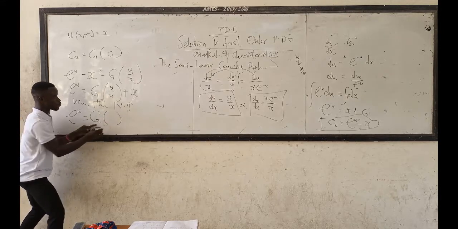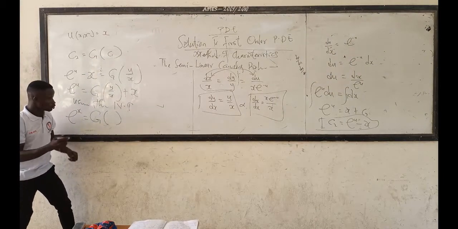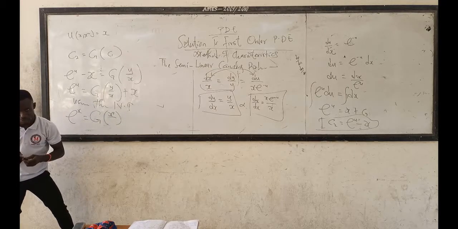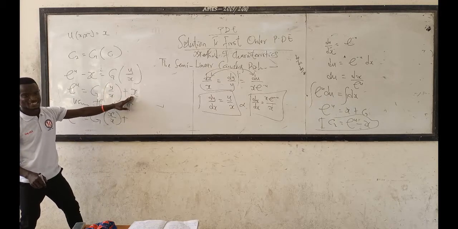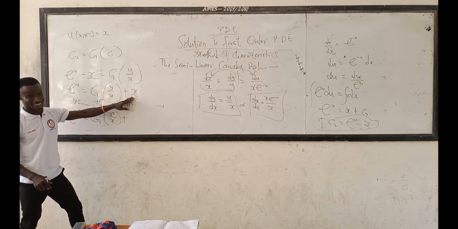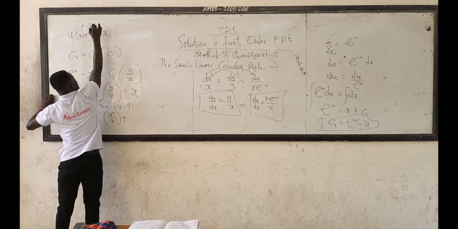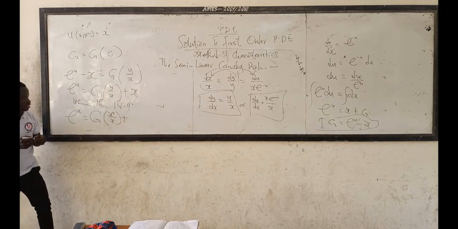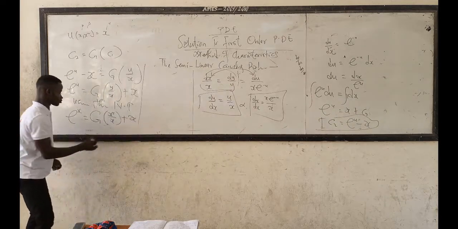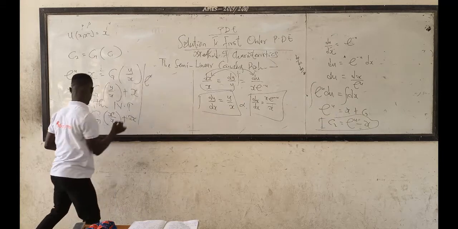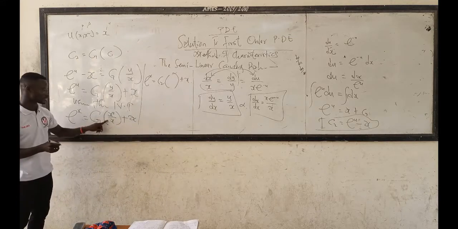What is Y? X squared, representing the Y coordinate. So X squared. What is X? X. Plus X. What is X? X. You see that? So if I write like this, this represents the X coordinate, this represents the Y, and this represents the U. So this will simplify to e to the power X equal to G plus X. This is what? The inside.